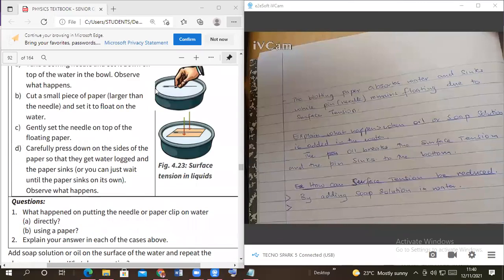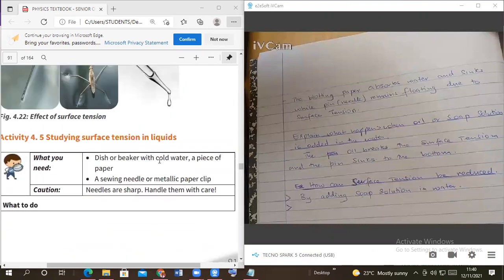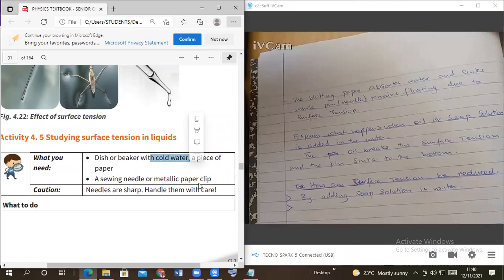So do you know the reason why we used cold water here? Do you know why they use cold water? Why they don't use warm water? Because cold water has more surface tension. So that means that if you increase the temperature, what happens to the surface tension? It reduces, isn't it?